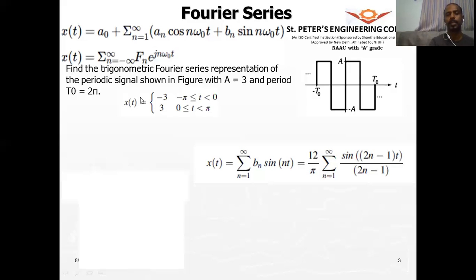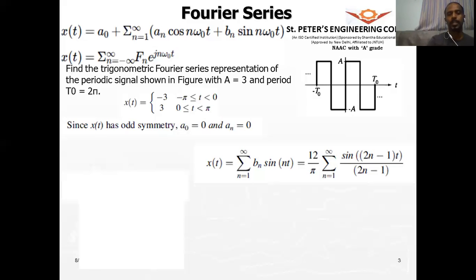So we have written it in terms of numbers instead of writing it as A and T naught and so on. We have written it in terms of pi and the amplitude, the number 3. Okay, so as I said, it is an odd signal. So we see that when the signal is real and odd, it will not have the cos terms, it will have only the sine terms.